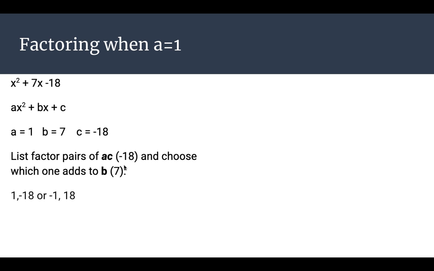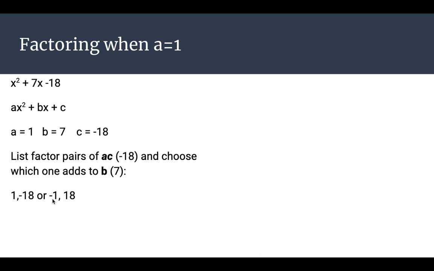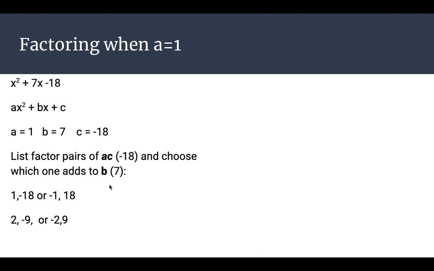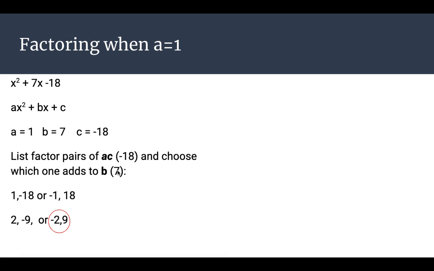Well, let's start with 1. So I always start with 1. So 1 times negative 18, or because it's a negative number, negative 1 times 18. Well, neither of those pairs add to 7. What's the next one? Well, I go up to 2. 2 times negative 9, or negative 2 and 9. Oh, hold on. That one adds to 7, doesn't it? If I do 9 minus 2, or negative 2 plus 9, I get 7. Awesome. So I have found my factor pair.